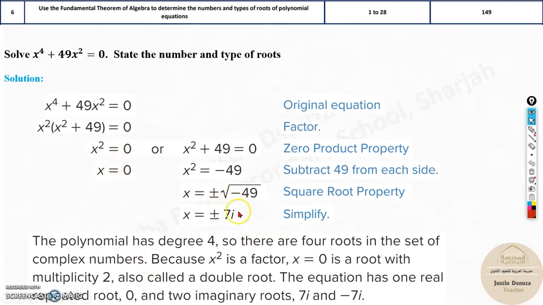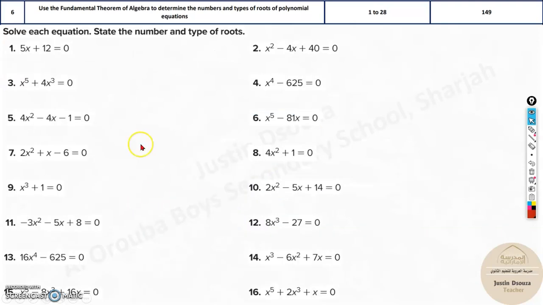And remember, the imaginary number will always be in pairs. It will be plus or minus 7i or 2i. It will be plus or minus. So always it happens. Now let us see these problems. These are pretty straightforward. You can try solving them by yourselves. This is a linear function. You can just take it to the other side and solve. Negative 12 by 5. It's just one real root.